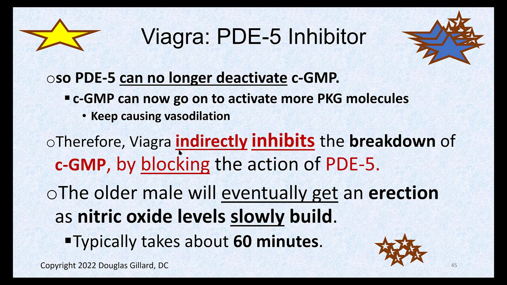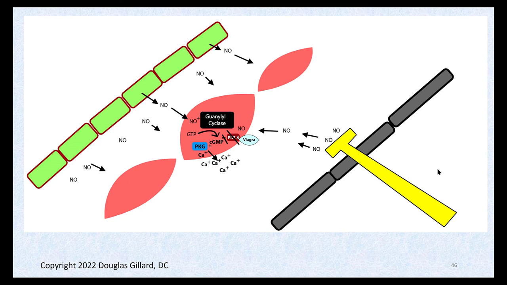I do like these words directly and indirectly on my testing, so make sure you know the difference between directly versus indirectly. Okay, so it indirectly inhibits the breakdown of cyclic GMP because it doesn't touch cyclic GMP. It touches PDE5, so therefore its effect on cyclic GMP is indirect. So the older male will get an erection. It just takes about 60 minutes or so.